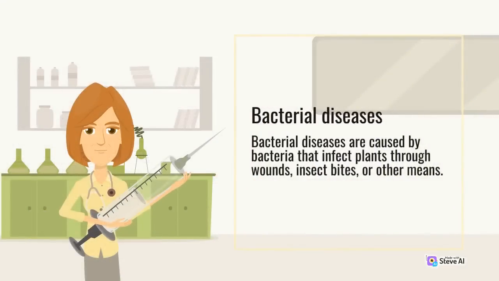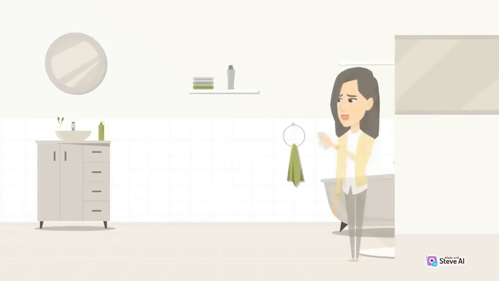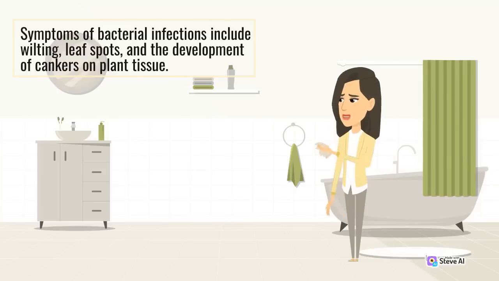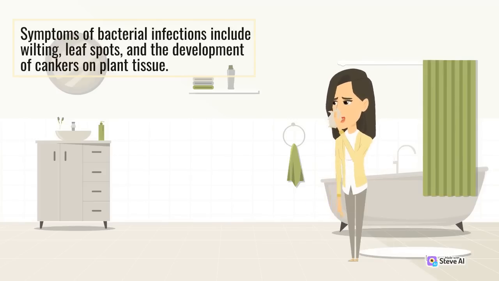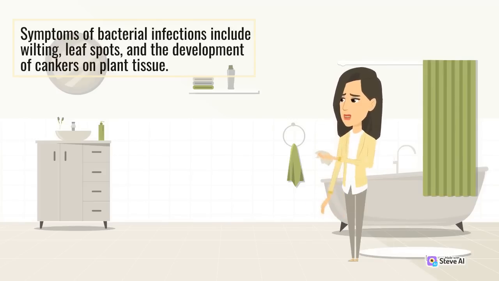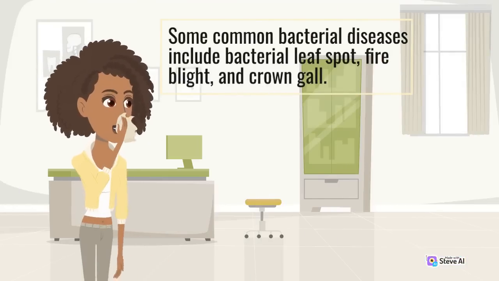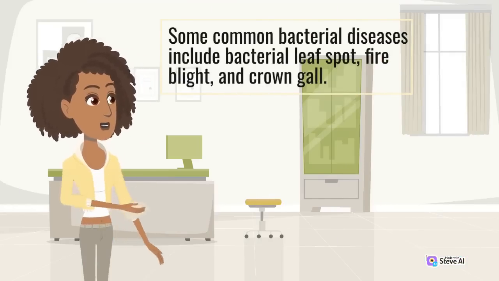Bacterial diseases. Bacterial diseases are caused by bacteria that infect plants through wounds, insect bites, or other means. Symptoms of bacterial infections include wilting, leaf spots, and the development of cankers on plant tissue. Some common bacterial diseases include bacterial leaf spot, fire blight, and crown gall.